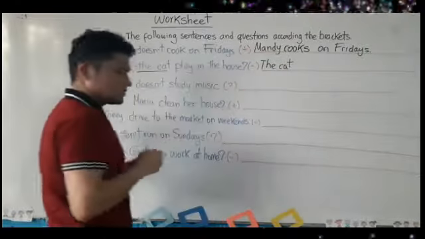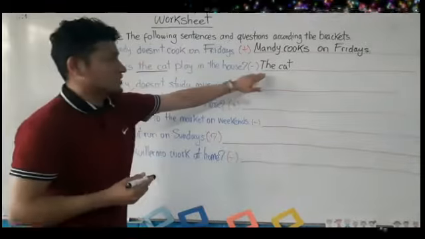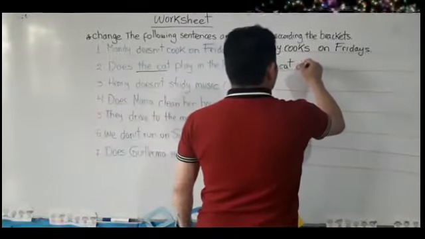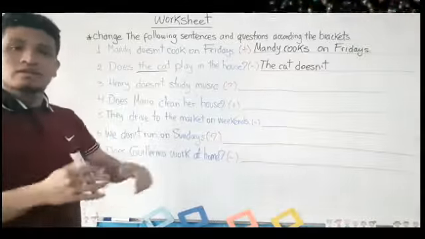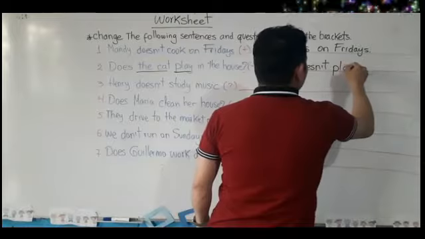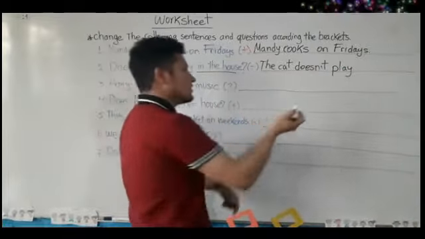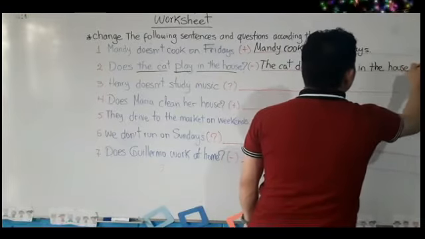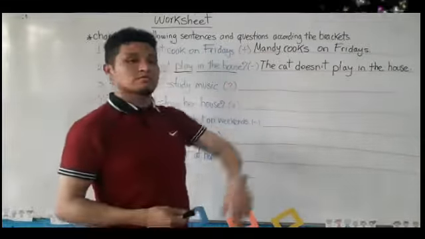The cat. The negative for the cat, which is it, the pronoun it. Doesn't. Okay. The verb. This is the verb. Play. No s. And this is the complement. In the house. In the house. Very good. So, the cat doesn't play in the house.